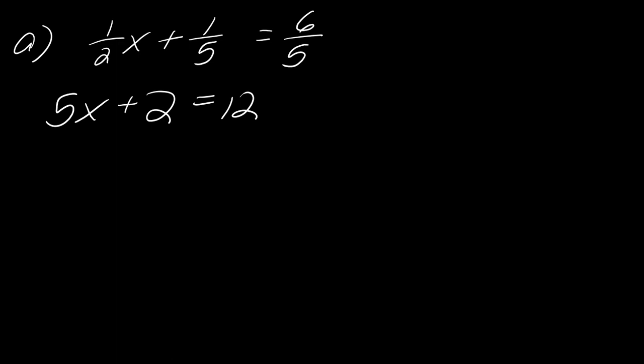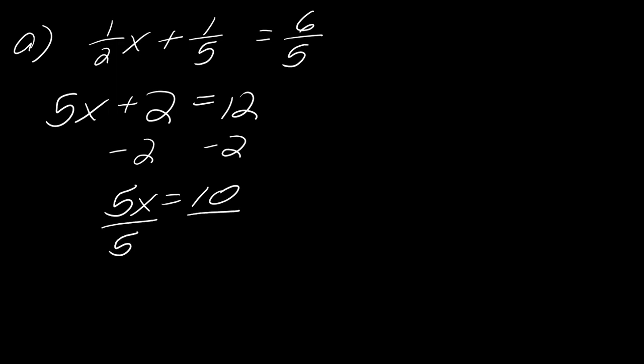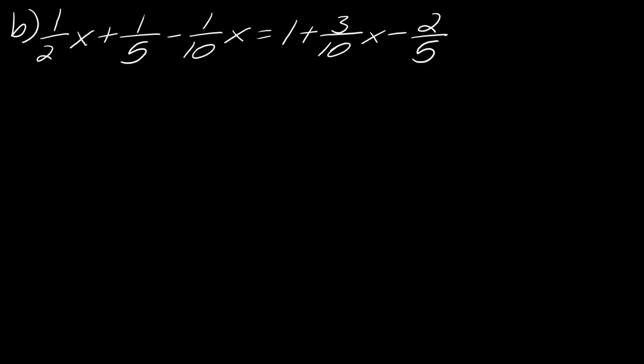So I need to get the 5x by itself. First I'll subtract 2 from each side. So I'm left with 5x equals 10. And then I'll divide both sides by 5 to get x equals 2. And that's it. We're done. So this is the technique that I'm going through in this video.